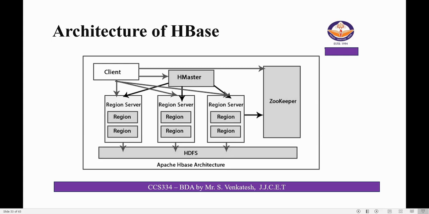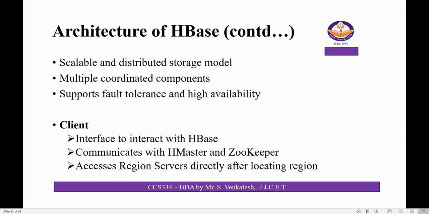Then you have the Apache HBase. All these components interconnect to each other. So it is a scalable and distributed data model. Multiple coordinator components, that is region, client, HMaster, region server, ZooKeeper and HDFS are used. So the main aim is to be a fault tolerant system with high availability.